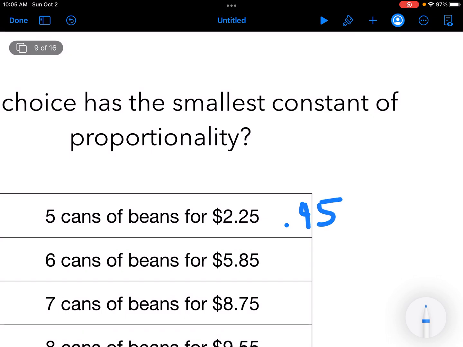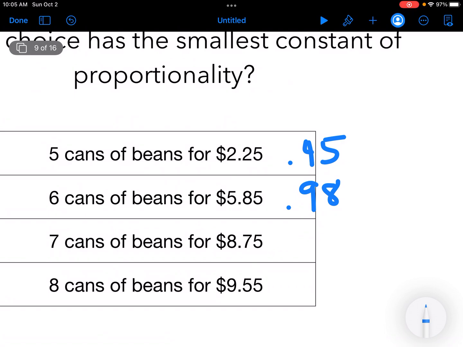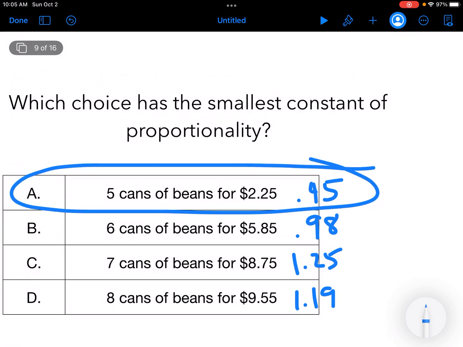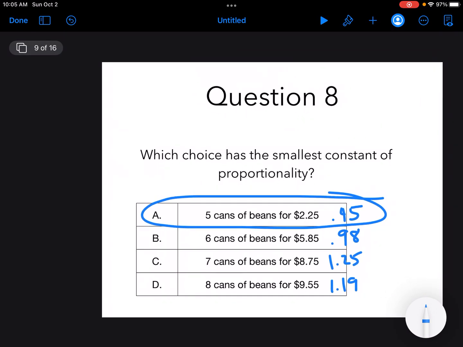5.85 divided by 6, and I get 98 cents. 8.75 divided by 7, I get $1.25. And 9.55 divided by 8, I get $1.19. So which one is the smallest constant of proportionality? A, 45 cents.